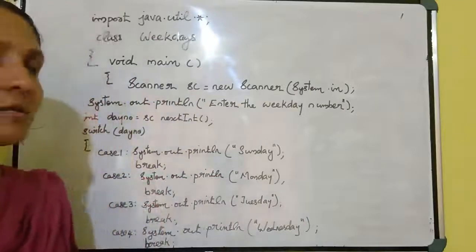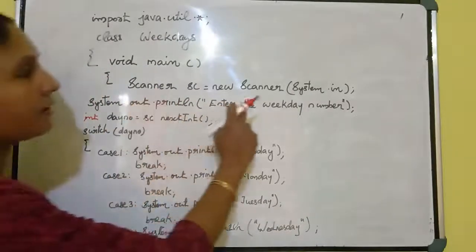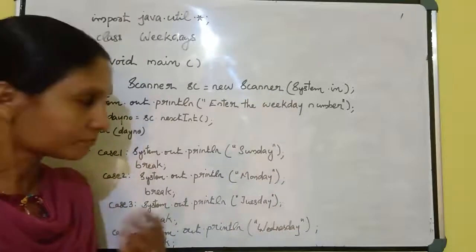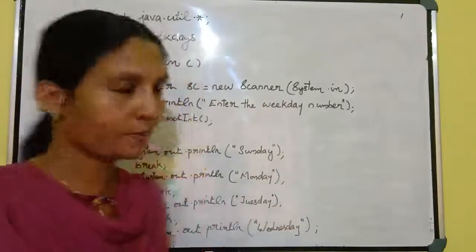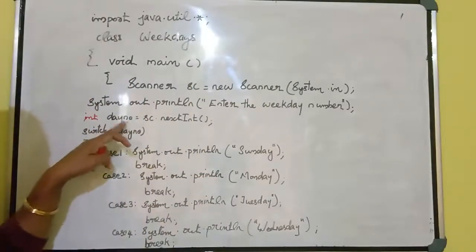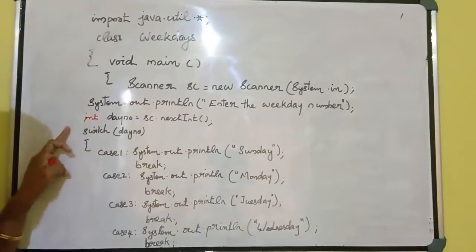Okay, how can you pass? We know System.out.println: enter the weekday number. After that we need to store that day number in one variable. For that purpose I am using an int variable here, that type is int day.